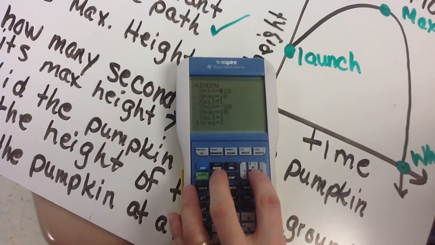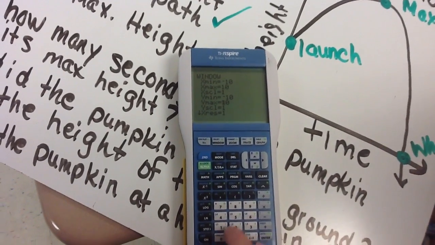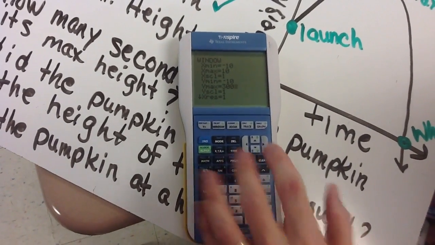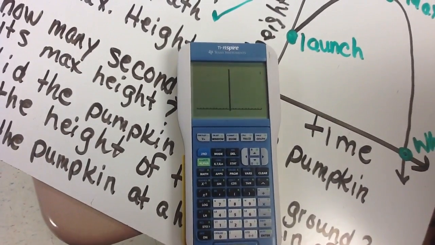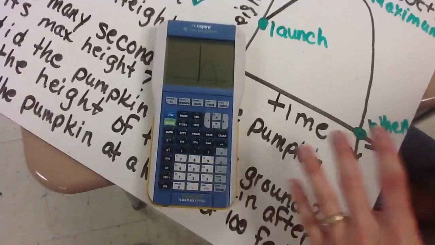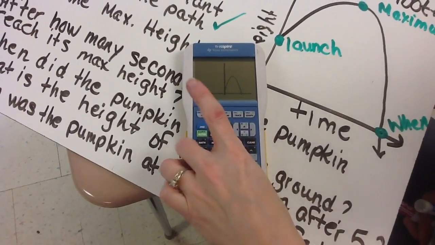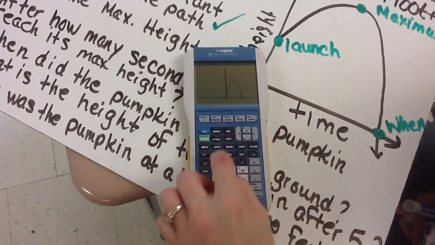So I'm going to go to my window, I'm going to go to Y max, and I'm going to choose 300. I have no idea if that's going to work or not. So there it goes. Good, I got a good window there. That was a lucky guess again. I'm good at that. So, we're going to actually find the maximum height.